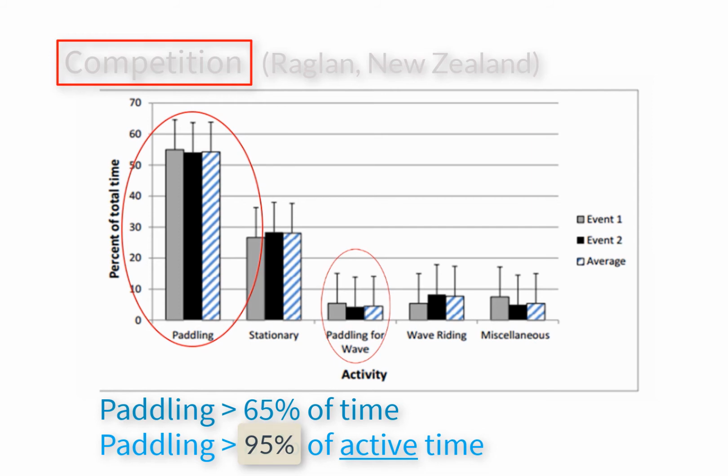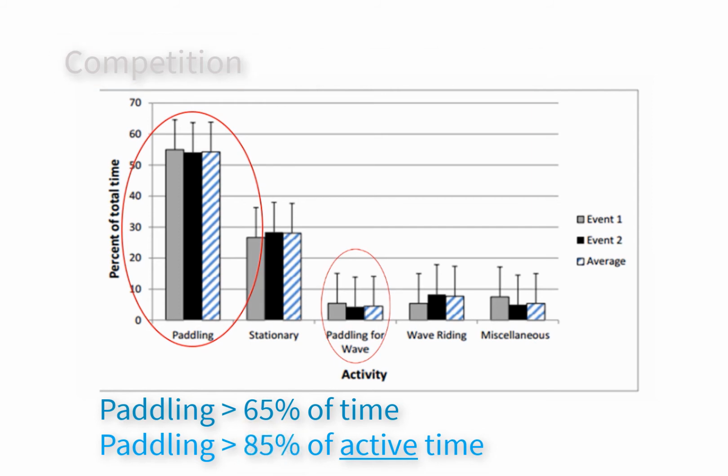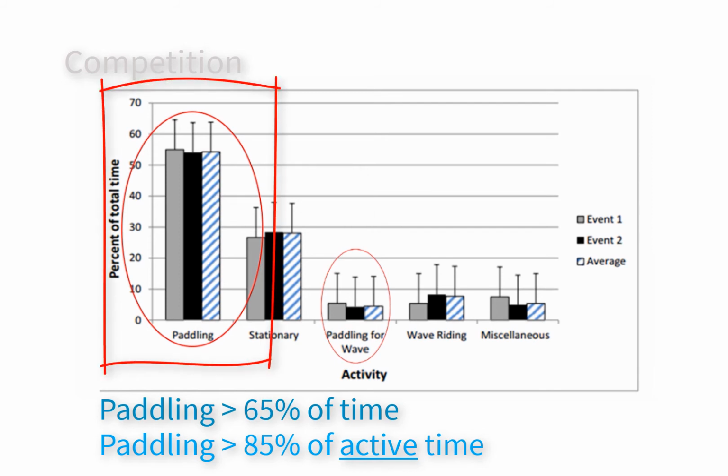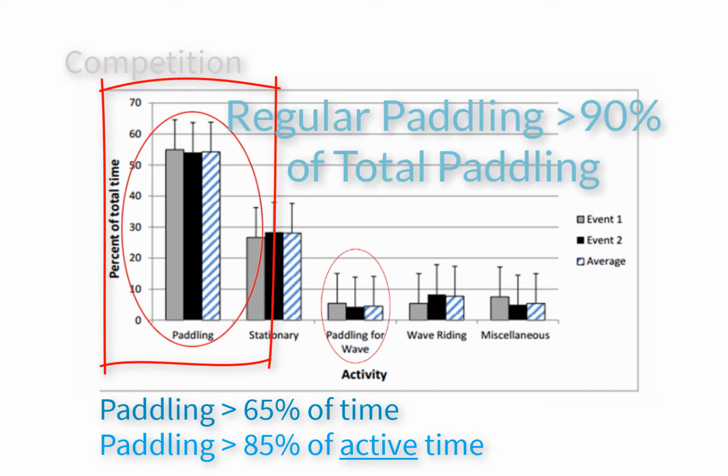In addition to breaking out all paddling, it further breaks out paddling for a wave versus paddling around and paddling out. We can see that a majority of paddling is us just paddling around the lineup and out to the lineup rather than paddling for a wave. One might look at this and show that regular paddling accounts for over 90% of the total paddling, while paddling to catch a wave accounts for the remaining 10% of total paddling done.